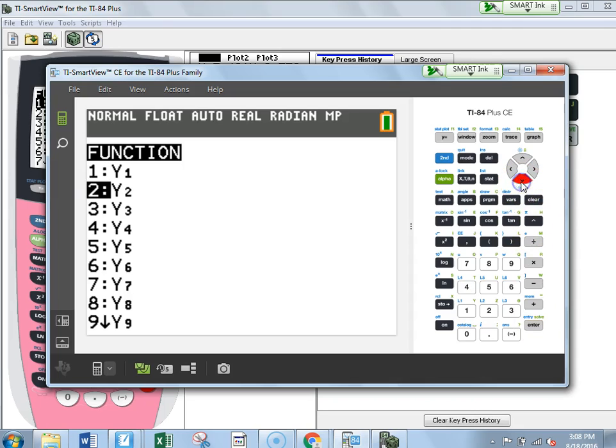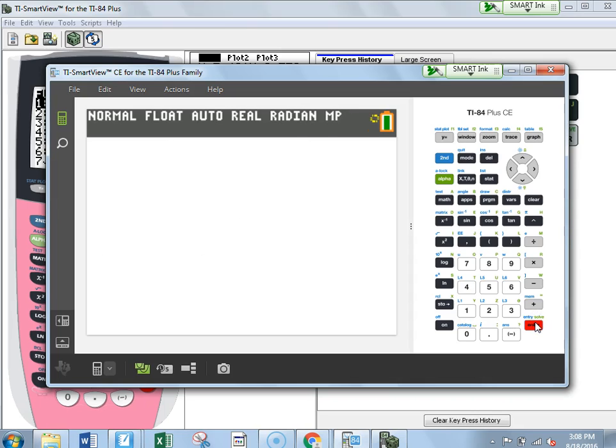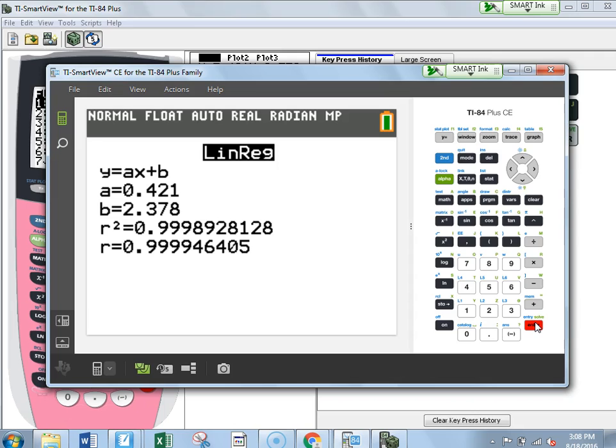I'm not going to store it in Y1. I'm going to store it in Y2 because I already put one in Y1, I think. Not positive where I put it. Okay. Now, you may have to hit Enter once or twice to get it to do this, but it should show up with an equation like this.